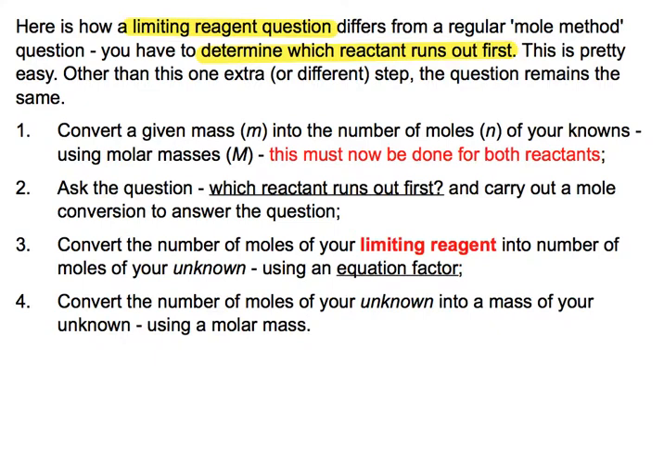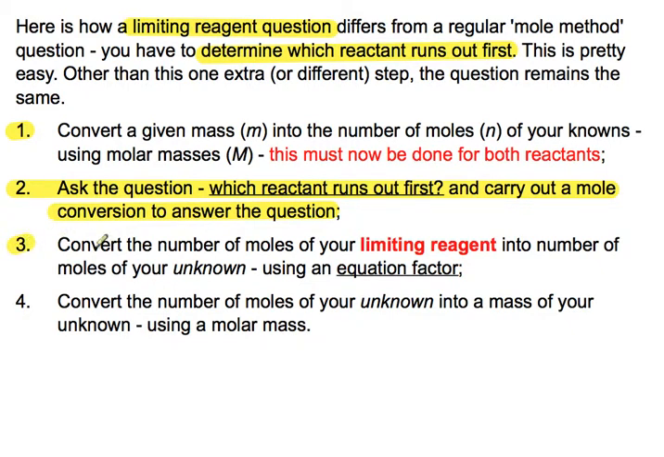That's just a mole conversion, but we frame it as a question, and we use our two reactants to do that. I'll show that in a minute. But other than that, the process is pretty straightforward. If you look at step 1, convert a given mass into a number of moles. You've already done that, but in this case, you do it to both reactants. Step 2 is really the new step, where we ask the question, which reactant runs out first? And we carry out a mole conversion to answer that question.